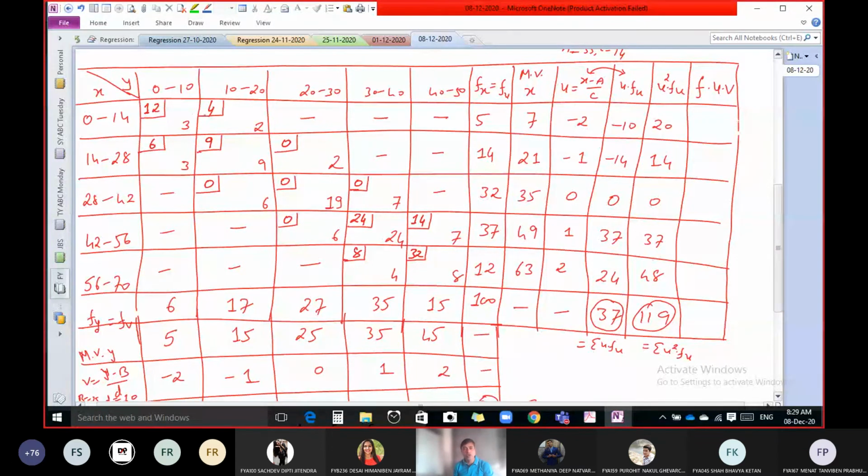4. What is 12 plus 4? 16. That you have to write here, 16. That is a total. For each row and each column, you have to add these numbers. So 6, 9, 50, 0. That 50, sir. 15. 1, 5, 50. Here?